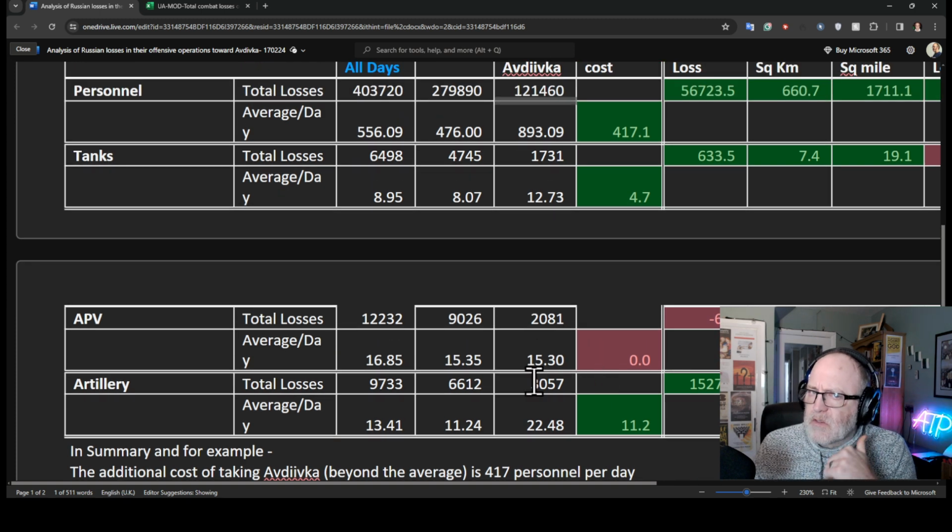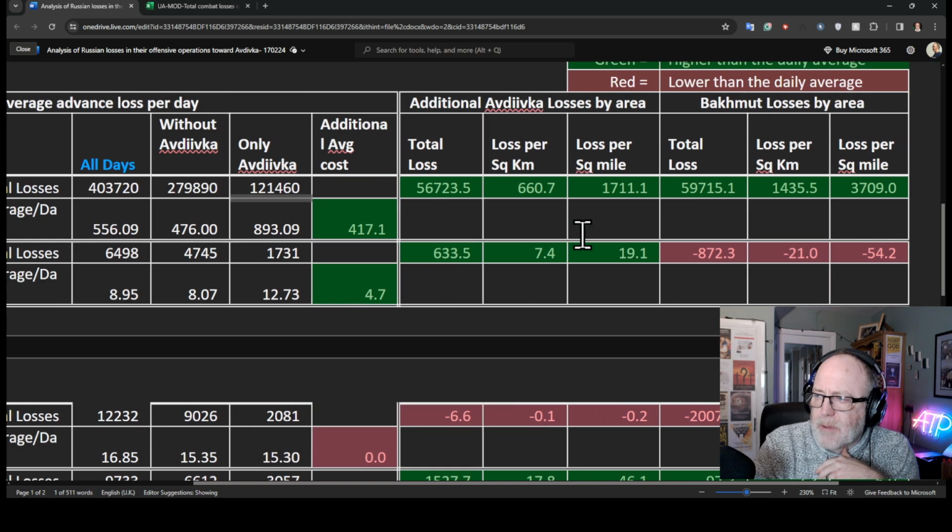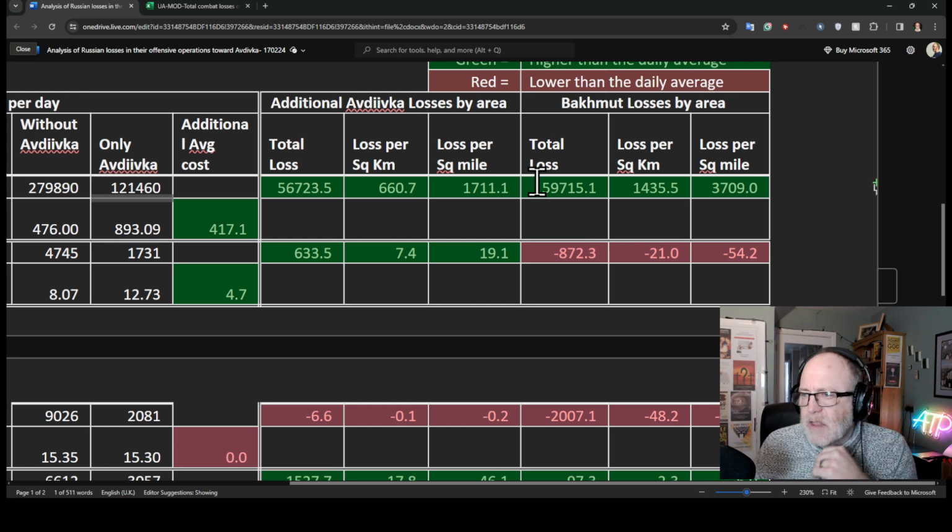So we must not think that everything's to do with Avdiivka, but there's an interesting difference there in the averages. Now, when we go back to personnel, what Dell has done is say, right, okay, here are the total losses that Avdiivka has incurred. He's taken the average extra that they've lost every day in the Avdiivka time period and said, well, that's probably as a result of Avdiivka. And then he's multiplied that averaged out number by the number of days that Avdiivka has taken place. So that's from October the 5th to now.